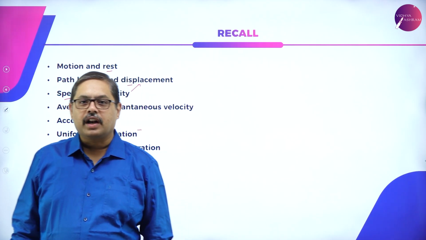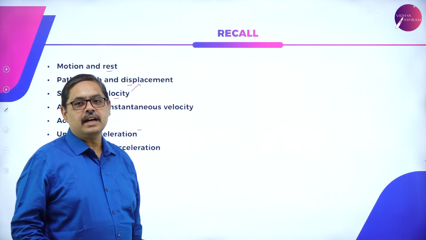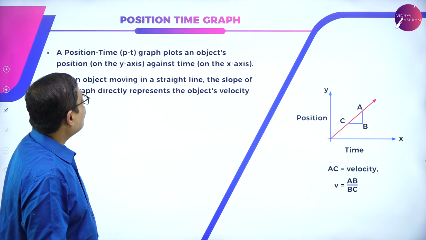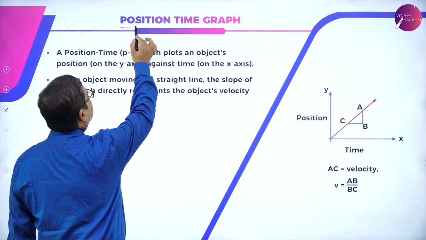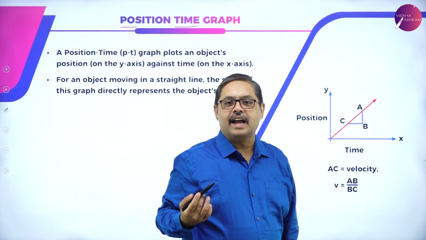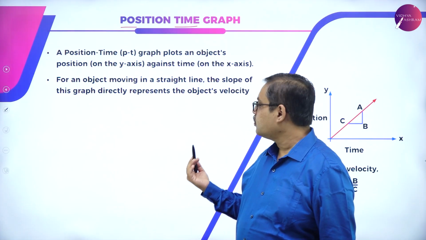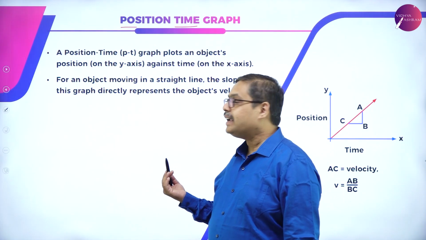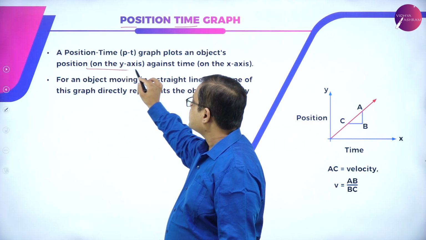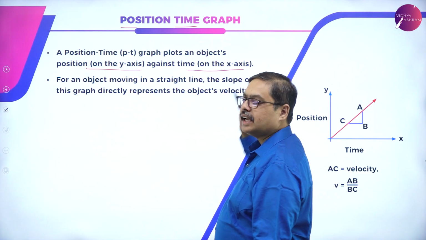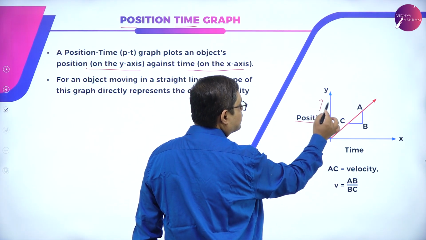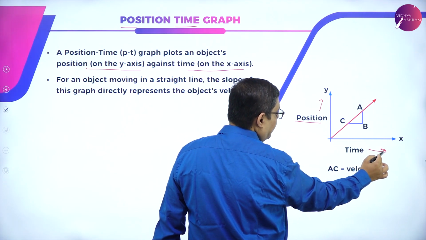So let us move on and try to understand further concepts like PT graph, VT graph, and kinetic equations of motions today. Now, what is PT graph? P stands for position and T stands for time. So whenever you plot a graph of position of an object or a particle versus time, you can call it as a PT graph. The PT graph plots an object's position on the y-axis against time on the x-axis. As you can observe here, position is plotted on the y-axis, whereas time is plotted on the x-axis.